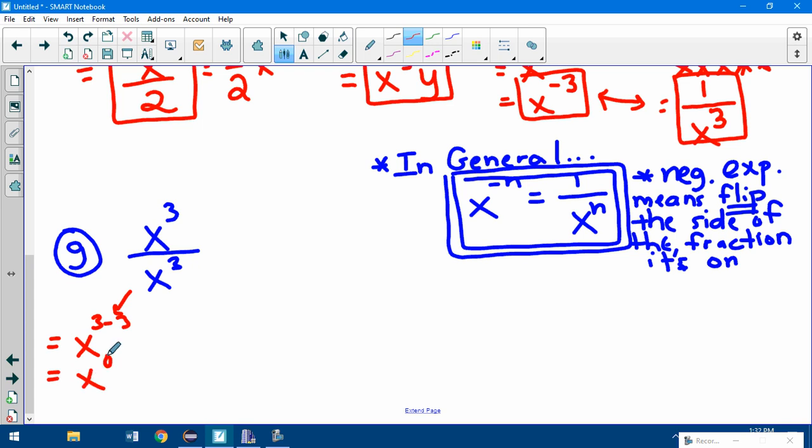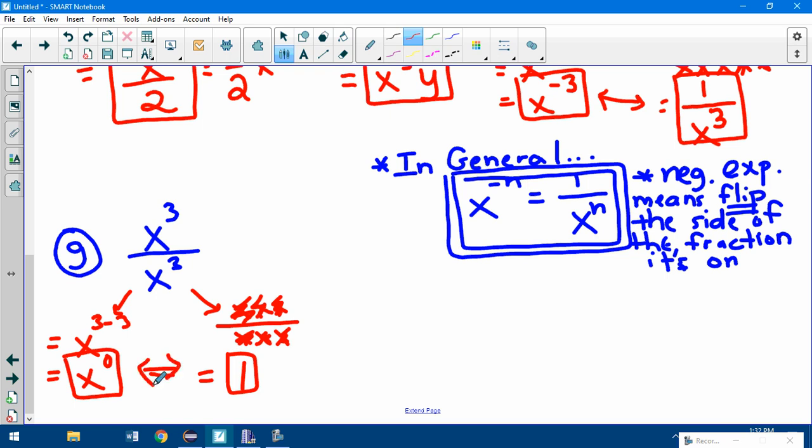Or if I did my cancel rule, we've got our 3 x's on top, we've got our 3 x's on bottom. They're all going to cancel out. What am I left with? Again, if you're dividing something by itself, you're always left with 1, not 0. So, since these are both legitimate ways to solve this, what does that mean? It means x to the 0 equals 1.